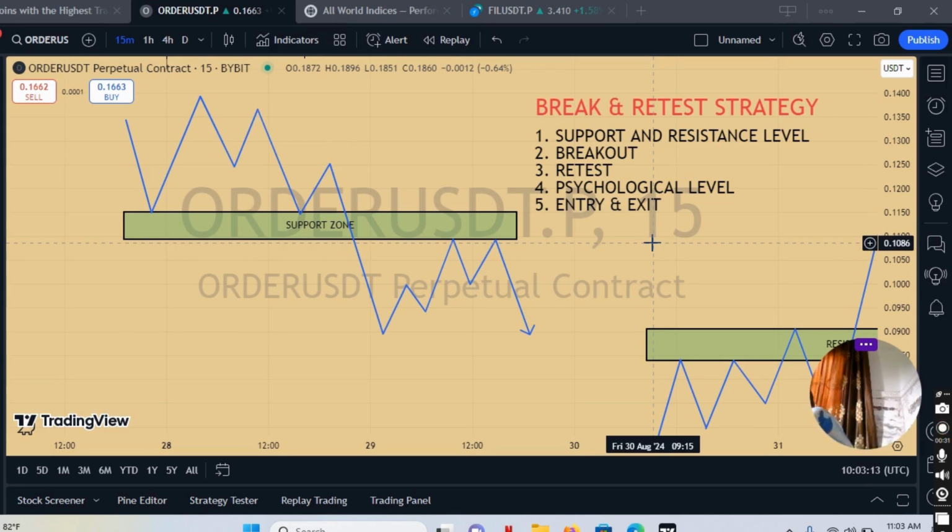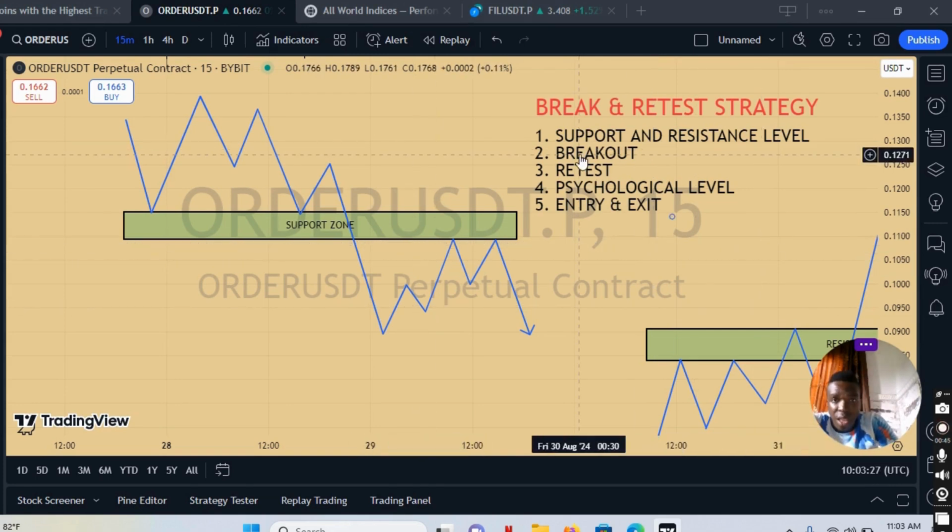There are factors that we should be aiming to look out for. Firstly, the factor that you should aim at looking out for is your support or your resistance. If you're looking to enter for a long, you should be looking for a resistance. If you're looking to enter for a short, you're looking out for support.